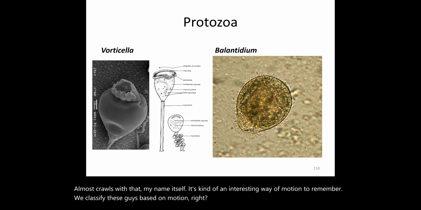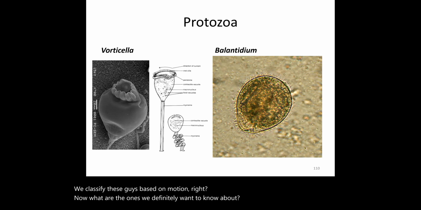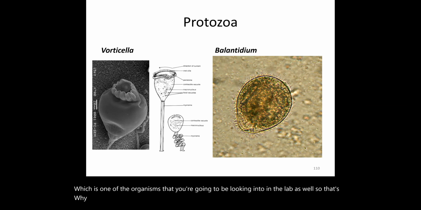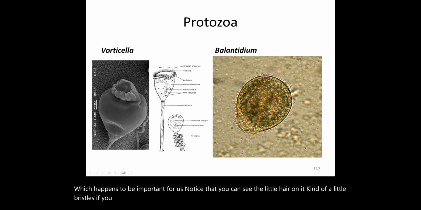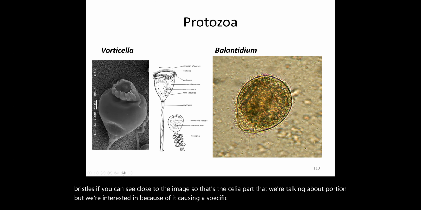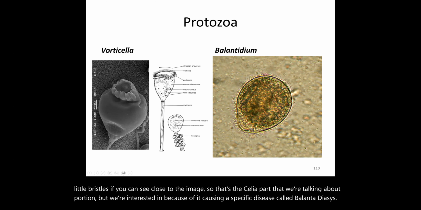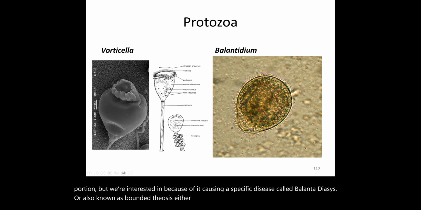Now, one of the ones we definitely want to know about, which is one of the organisms that you're going to be looking into in the lab as well, so that's why you saw the color change, is Balantidium coli, which happens to be important for us. Notice that you can see the little hairs on it, the little bristles, if you look closely at the image. That's the ciliate part we're talking about. We're interested in it because it causes a specific disease called balantidiasis, or also known as balantidiosis. Either one works, it doesn't matter.